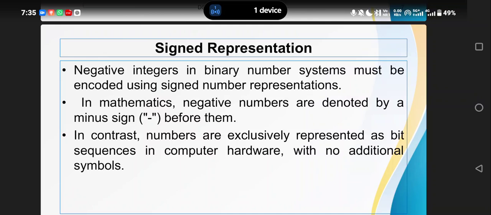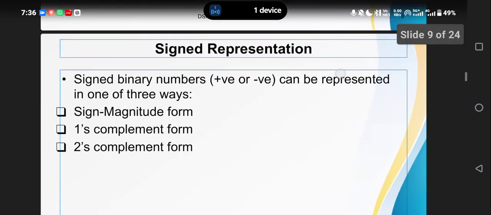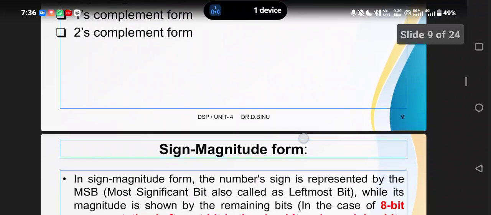Signed representation. Negative integers in binary number systems must be encoded using signed number representation. In mathematics, negative numbers are represented by a simple minus sign before them. But in computer hardware, we do not have an additional symbol. So in order to represent the negative, we have to assign one particular bit for sign. Signed binary numbers, positive or negative, can be represented in one of three ways: sign magnitude form, 1's complement form, and 2's complement form.